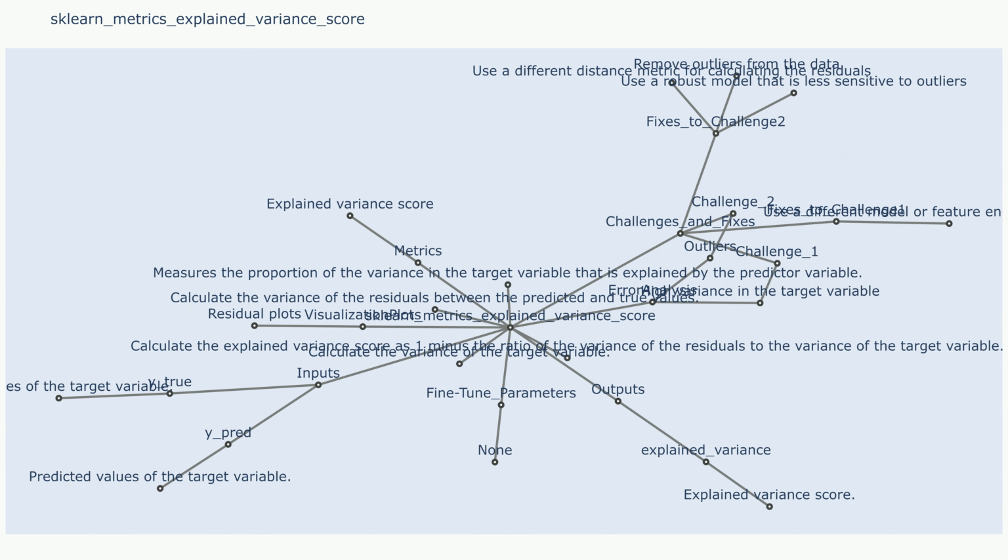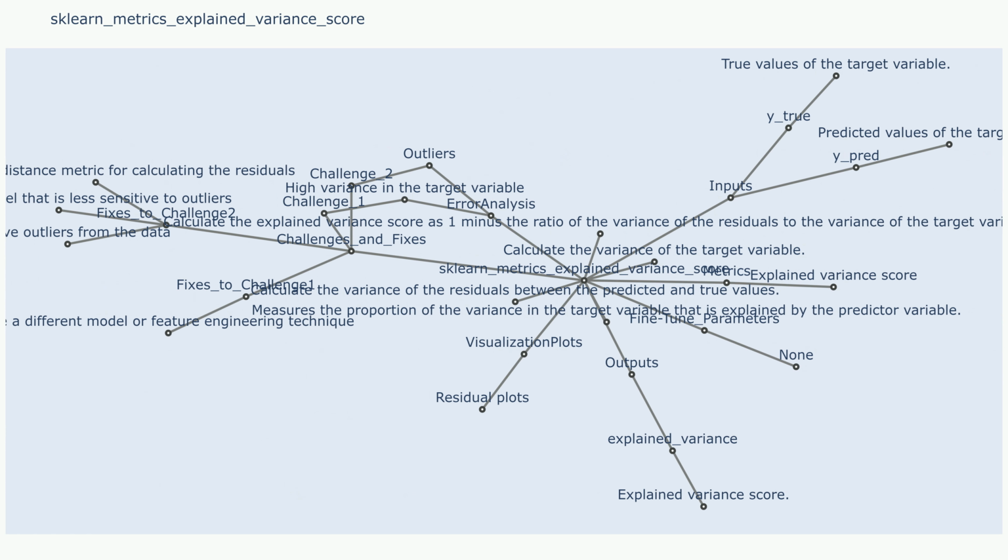Steps: Calculate the variance of the true target values. Calculate the variance of the difference between the true target values and the predicted values. Divide the variance of the difference by the variance of the true target values and subtract the result from 1.